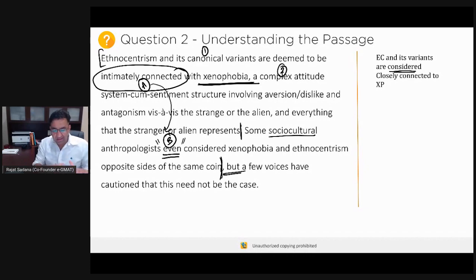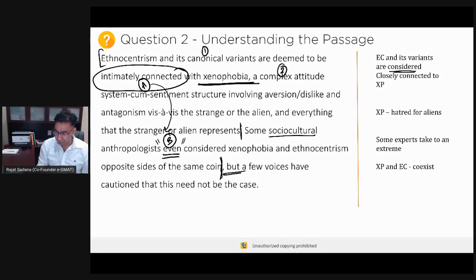Okay, so this is that continuing chain of thought that's going on, and you can really see how beautifully structured RC passages are. But then a few voices have cautioned that this need not be the case. So this is where you see some people take that connection to an extreme, and where they call it the opposite side of the same coin. But there's this other group which says that this need not be the case. All right.